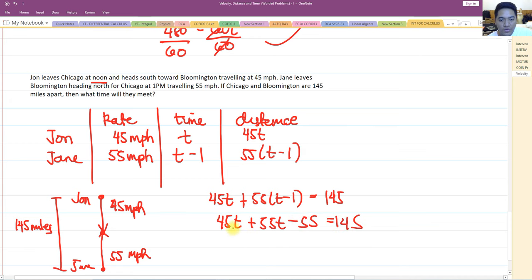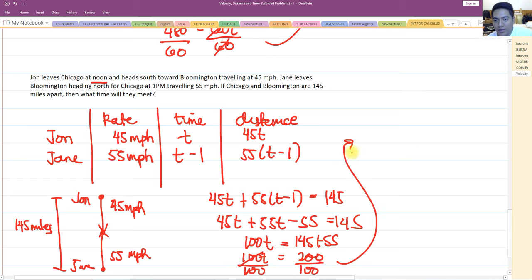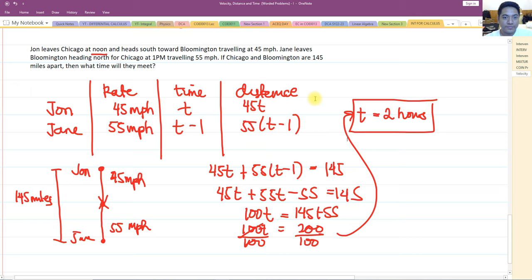Combining like terms, you have 45 plus 55, so we have 100t equals 145 plus 55. So that is 200, and you have 100t. Divide both sides by 100. So you have canceled t, and t equals 2 hours. So in just 2 hours, they will meet.